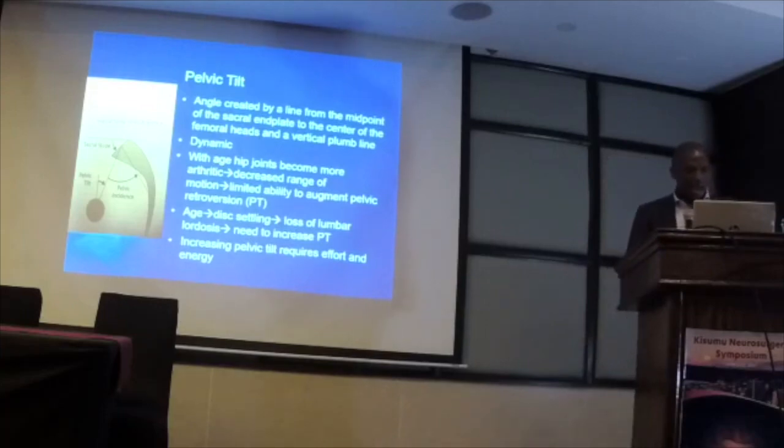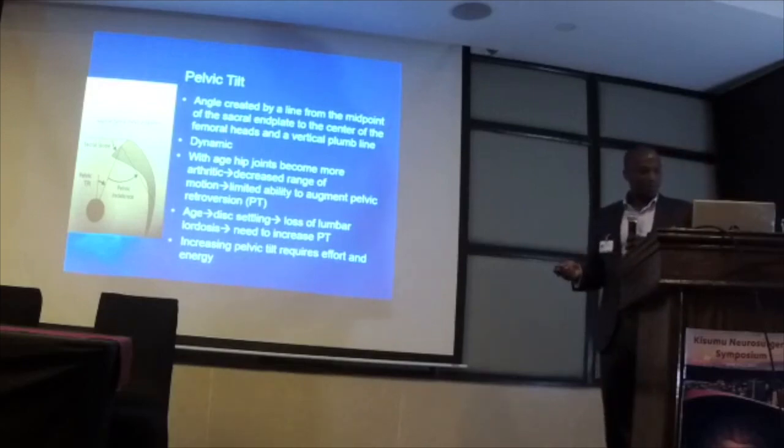It's the angle that's created by a line from the midpoint of the sacral end plate to the center of the femoral heads and a vertical plumb line. With age, the joints become more arthritic. You have decreased range of motion. You have limited ability to augment your pelvic tilt.